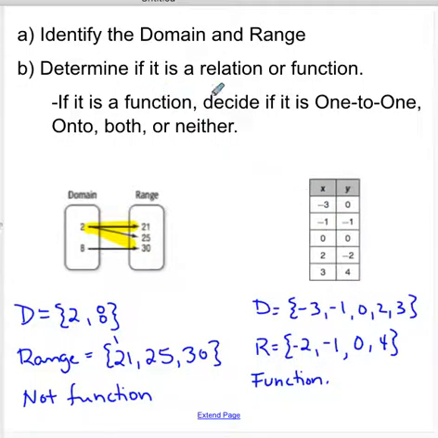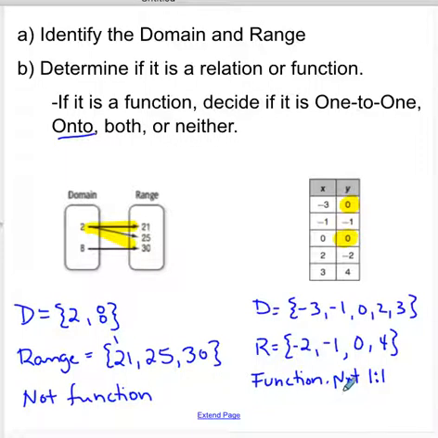Okay. So since it's a function, we need to ask ourselves, is it a one-to-one function? Well, let's see. Does every x value go to one y value exclusively, right? Is it a monogamous relationship? Well, -3 goes to 0. But if I look down here, because remember I only listed that 0 once, there's somebody else hanging out with 0. So -3 is hanging out with 0, and 0 is hanging out with 0. So this is not a one-to-one relationship. Okay? Not a one-to-one relationship.